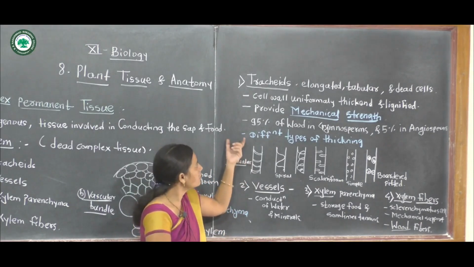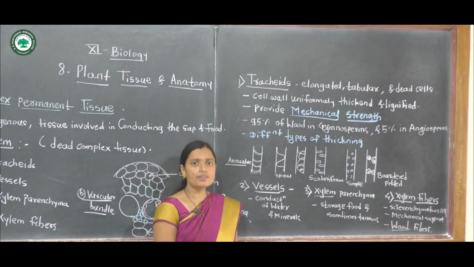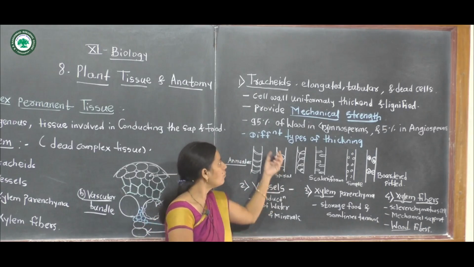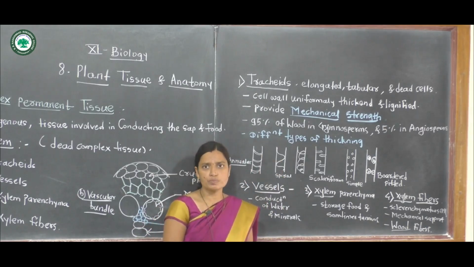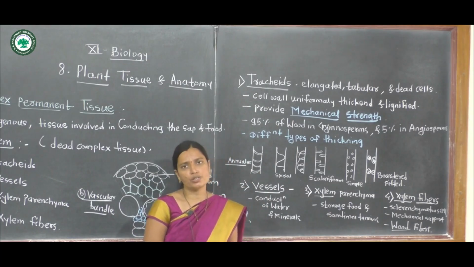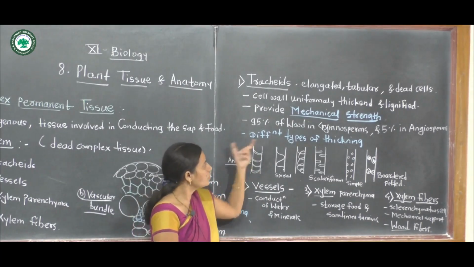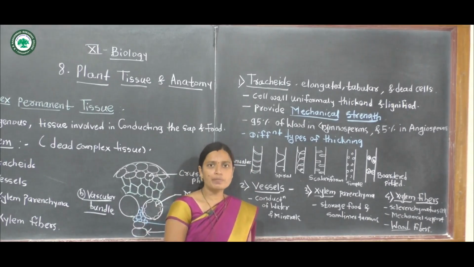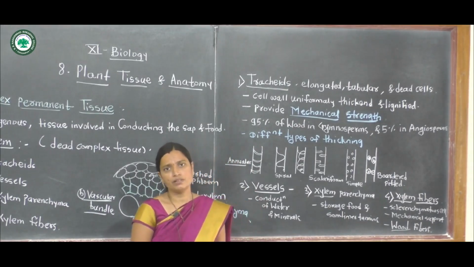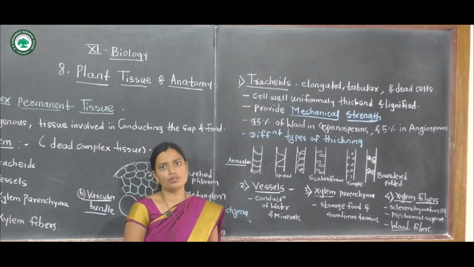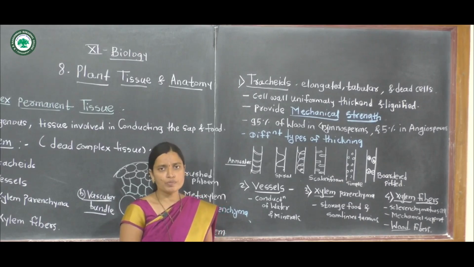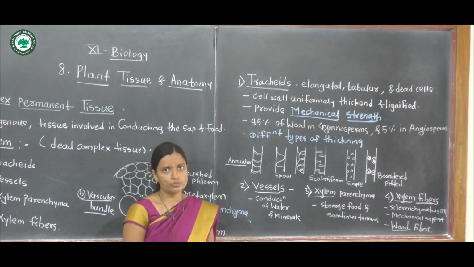Tracheids form about 95% of the wood in gymnosperms and only 5% in angiosperms. These tracheids are formed in gymnospermic plants, where they can form 95% of the wood, and only 5% in angiospermic plants.